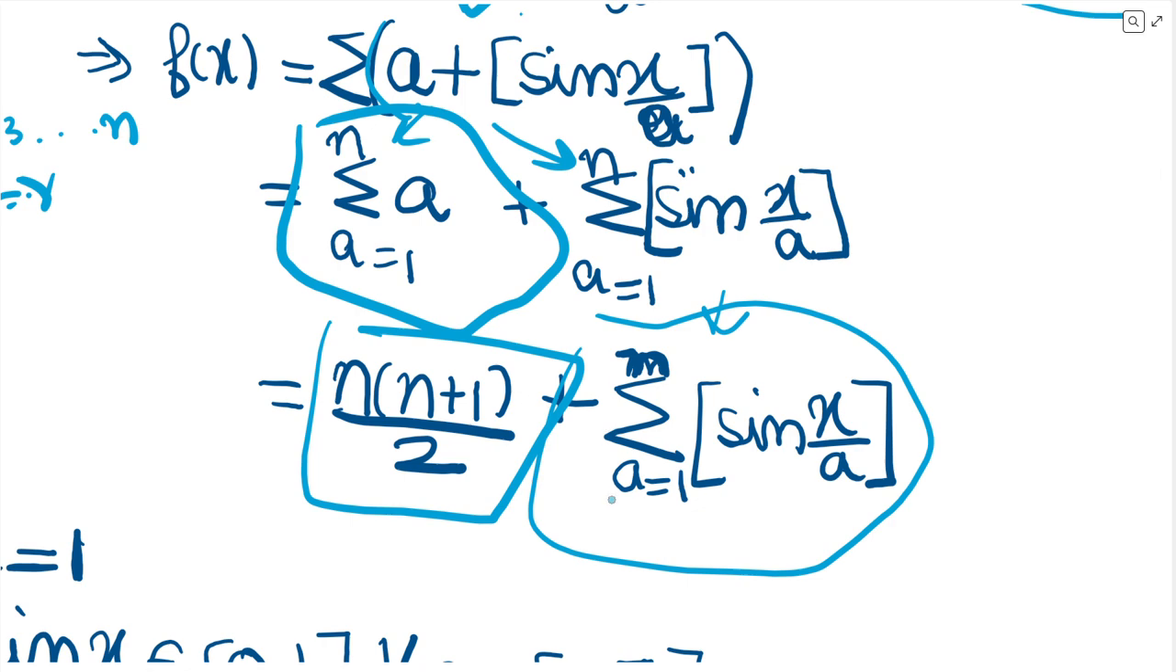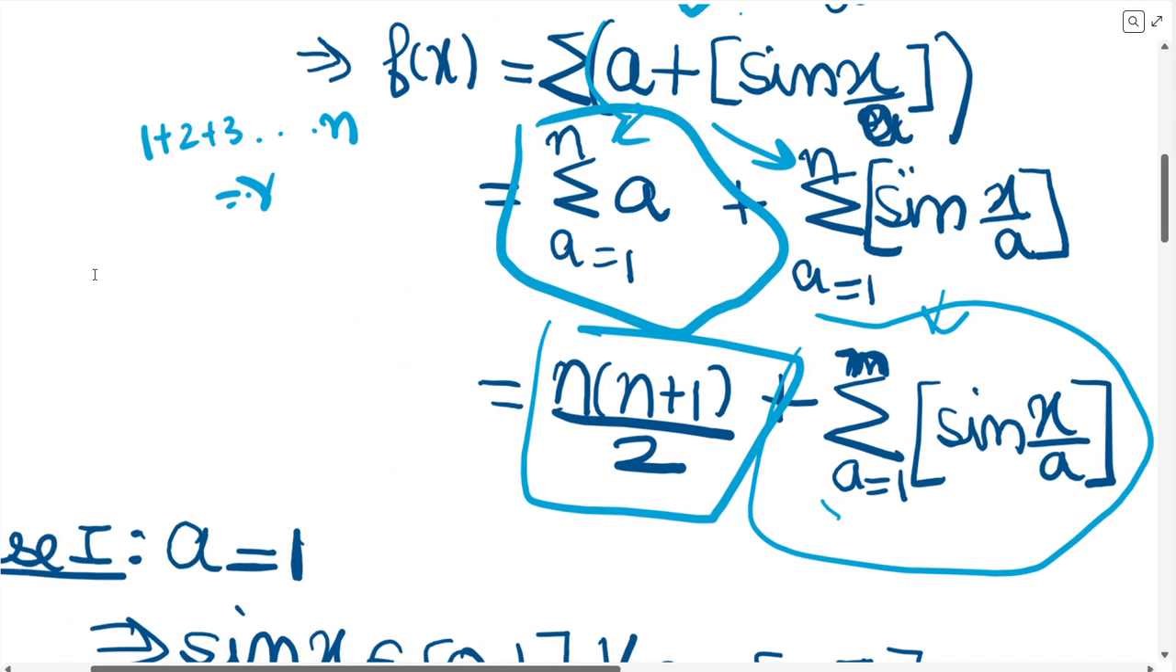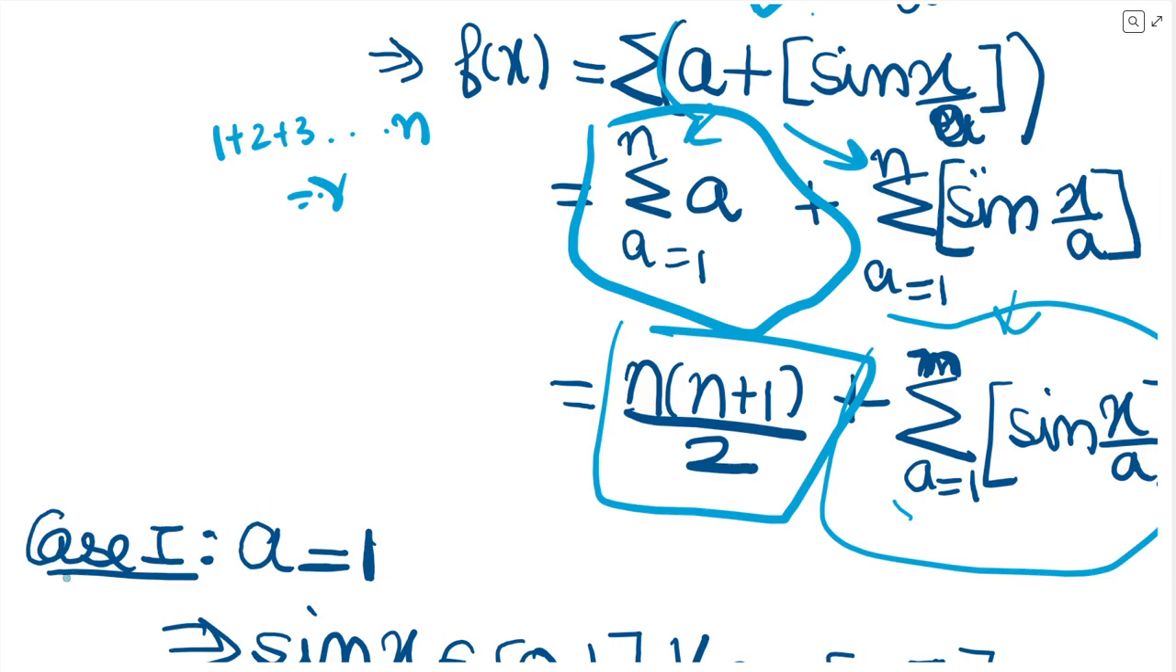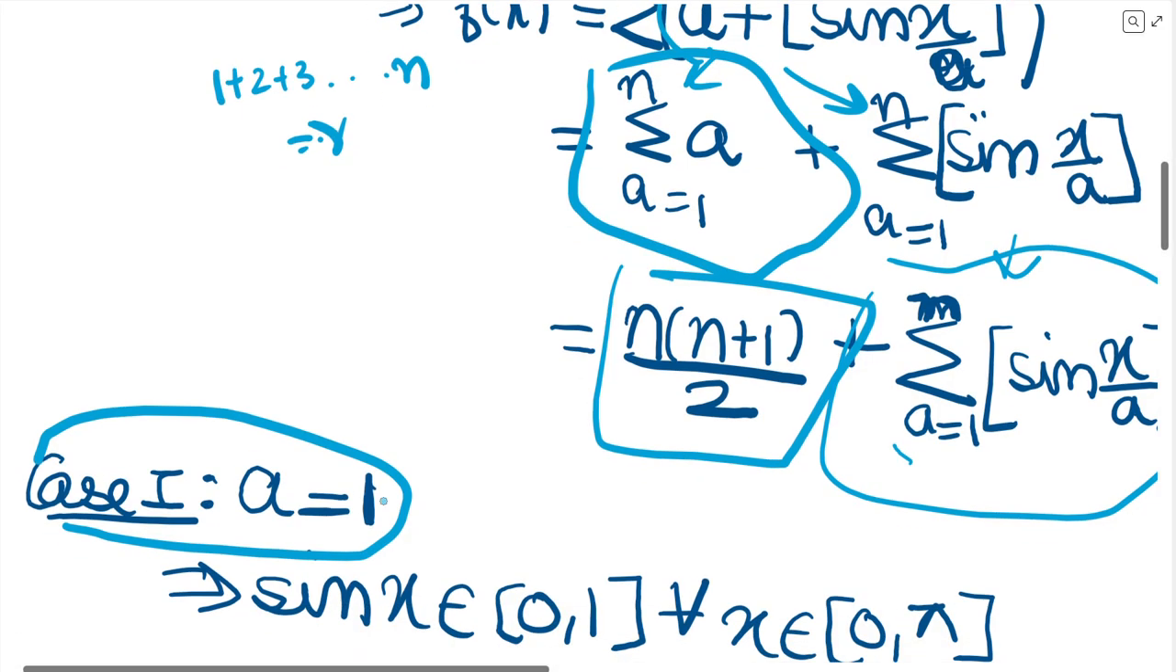So now we see that our summation is starting from a is equal to 1. So we'll make cases, and we'll make the first case when a is equal to 1. Then this sin x by a becomes sin x. And we know that sin x belongs from 0 till 1 if x varies from 0 till pi, right?